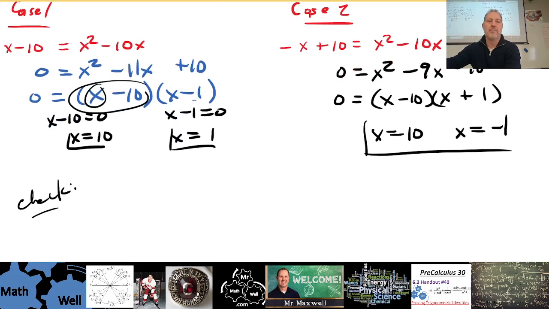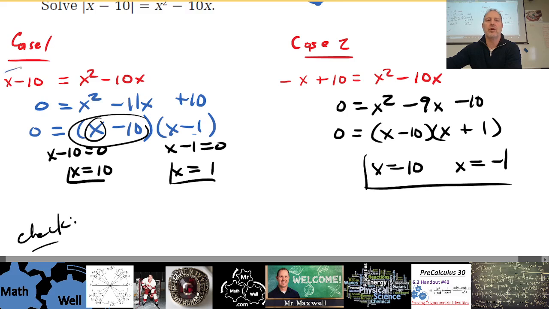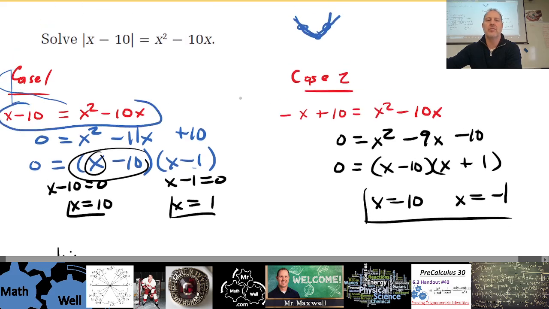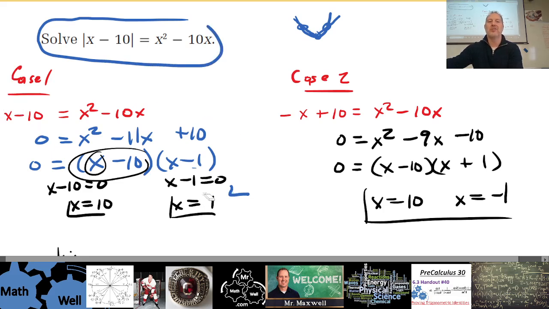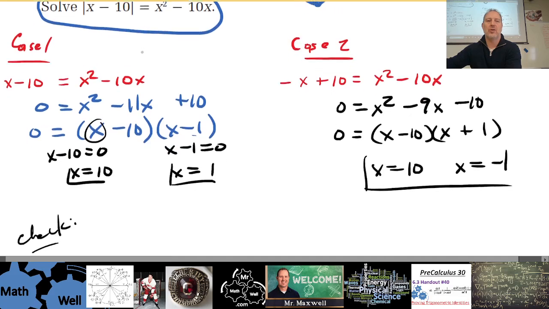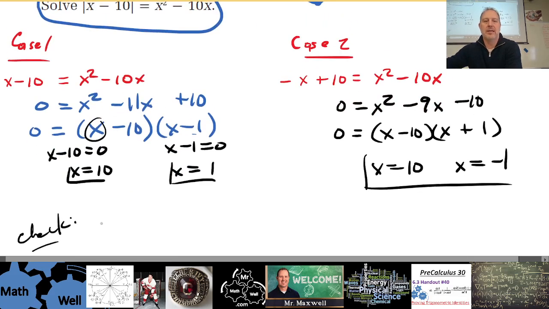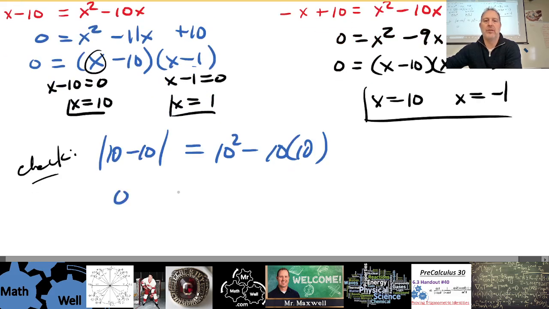So let's check. And again, don't put your values into here. Don't do that, because you're just testing your math from here to here. That's not the point. The point is testing your answers with the original question, right? So don't check by plugging your answers into your later steps. So +10: 10 minus 10 equals 10 squared minus 10 times 10. Does that work? This is 0 equals 0.